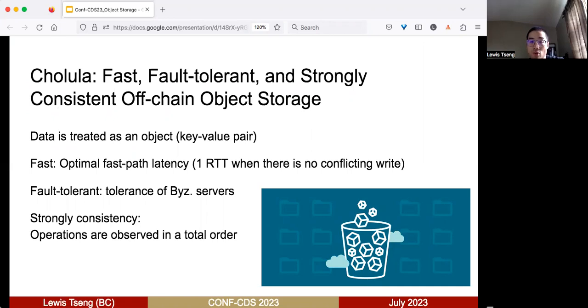And again, we look at an object storage system. The fast part is that we have a similar design so that we can have optimistically fast operation. And here we make it more robust so it can tolerate Byzantine failure, meaning that a Byzantine server can do arbitrary things. And again, we have strong consistency, meaning all the operations follow the same total ordering.